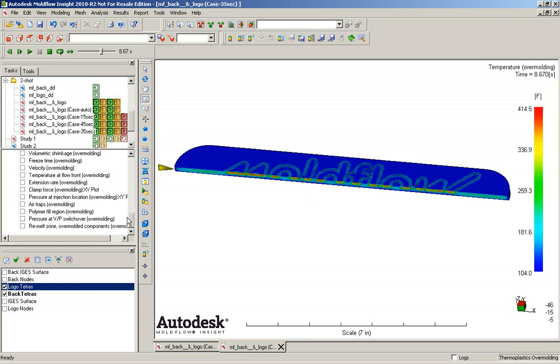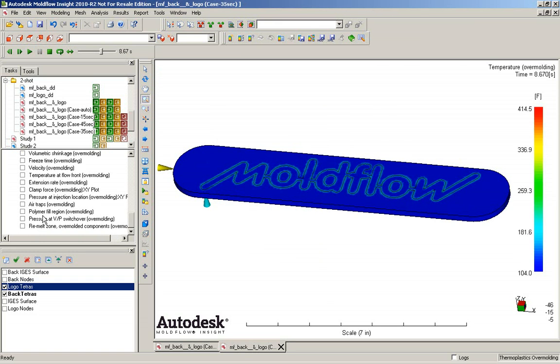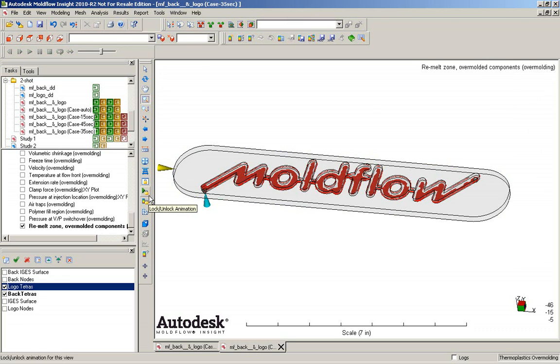Since these two components are being molded together, there is the possibility that the second molding component can raise the temperature of the first molding component above its transition temperature, and this is called the remelt area. So the remelt area or remelt zone is where the first molding component actually went above its transition temperature and started to remelt the material. This can be good for adhesion, but possibly bad if it reflows the material.